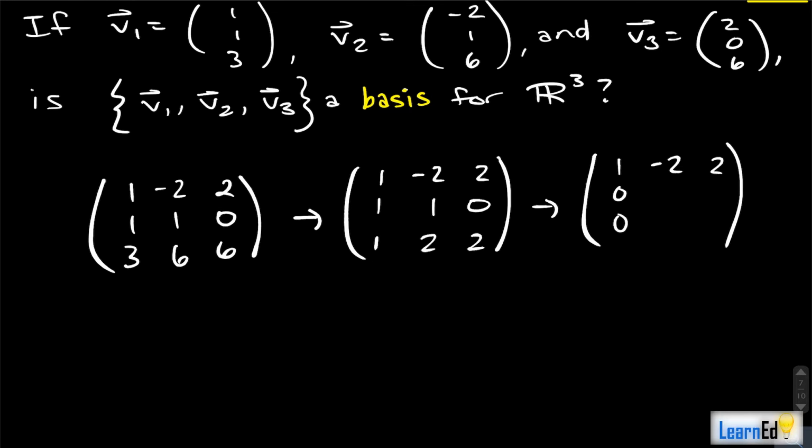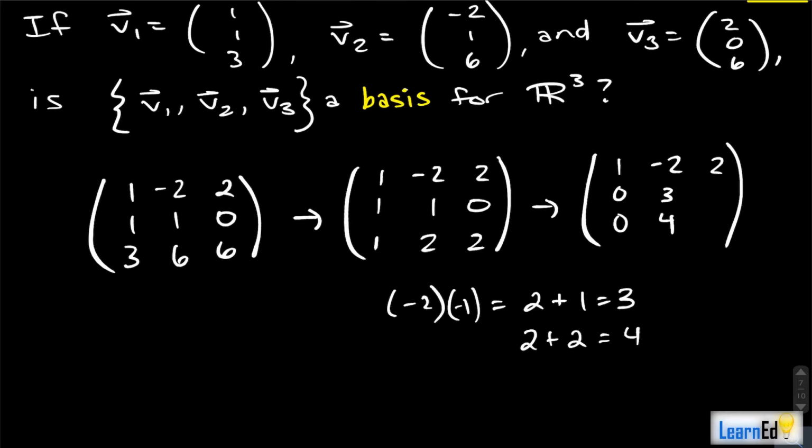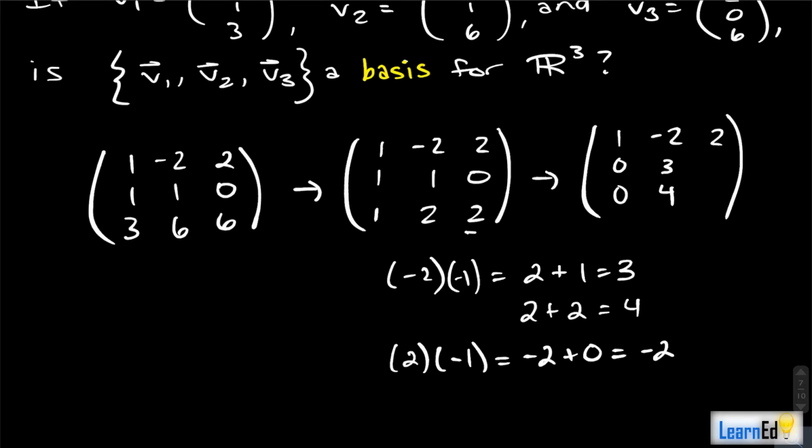To get this entry to be 0, we just have to multiply by -1 and add, and the same thing for the third column. So multiplying -2 by -1, we get 2. We add 1, we get 3. On the same token, if we added 2, we would get 4. So right here is going to be 3, and here is going to be 4. For 2 times -1, we get -2. And we add 0 to get -2. And if we add 2, -2 plus 2 is 0. So we get a -2 and a 0.